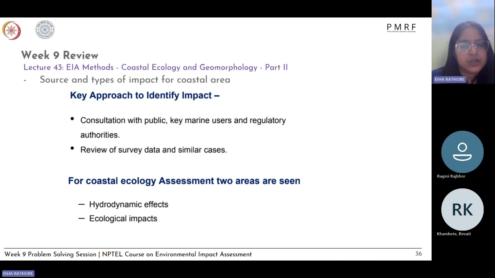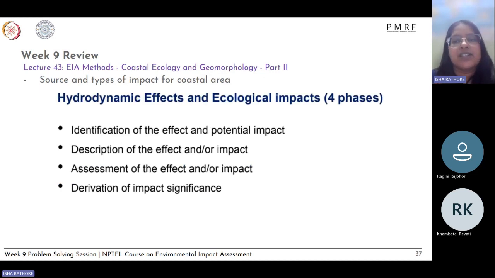For coastal ecology, assessment can be undertaken in two ways: hydrodynamic effects or ecological impacts. Hydrodynamic effects and ecological impacts are categorized into four phases. First is the identification of the effect and the potential impact. The second is description of the effect and or impact. The assessment of the effect or the impact is third, and the derivation of impact significance.